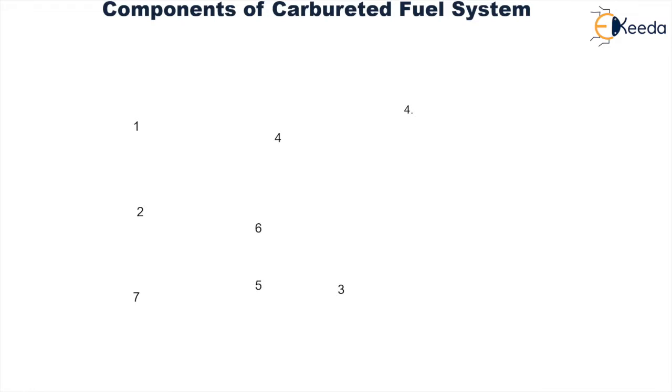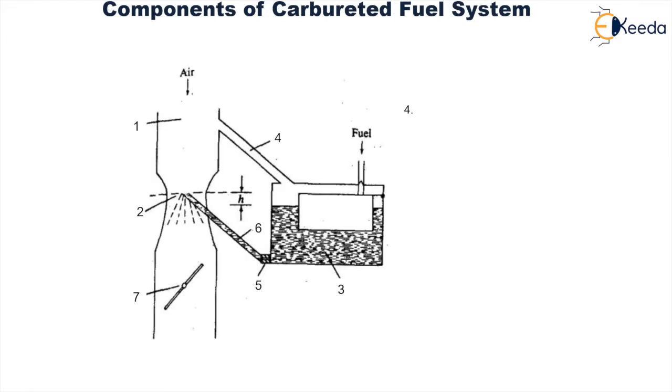A very basic representation of the carburetor is this. You can see that air is being taken in the chamber. This chamber is nothing but your carburetor. You will find that where 1 is written, the cross-sectional area is different. Where 2 is written, the cross-sectional area is again different, and at point 2 it is a little bit smaller. Then you have point number 3, which is the fuel chamber.